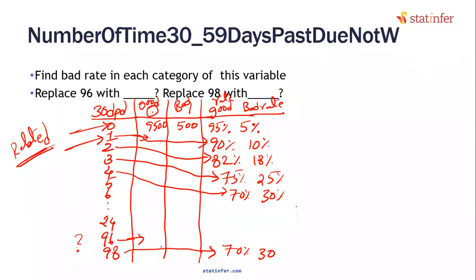How will you get the bad rate for 98? You find out how many records are there. Okay, 700 are falling here, 300 are falling here. So 70% are good customers, 30% are bad customers.